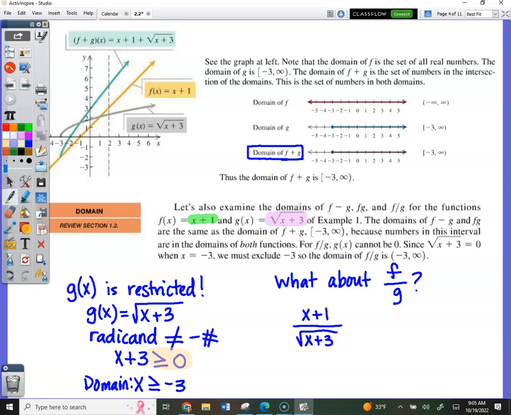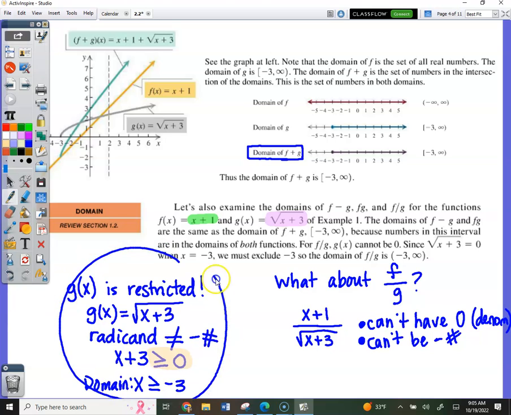We have two issues here in the bottom of the fraction. What is it? Can't have 0. This is like a bullet. Can't have 0. I'm going to put denominator. And can't be negative. Can't have 0, can't be negative. What is it that we only said over here? Over here we said it just can't be negative. Now we're saying can't be negative, that means it's the same stuff. But now we're saying it also can't be 0 because of the location of it. It's in the bottom of the fraction.